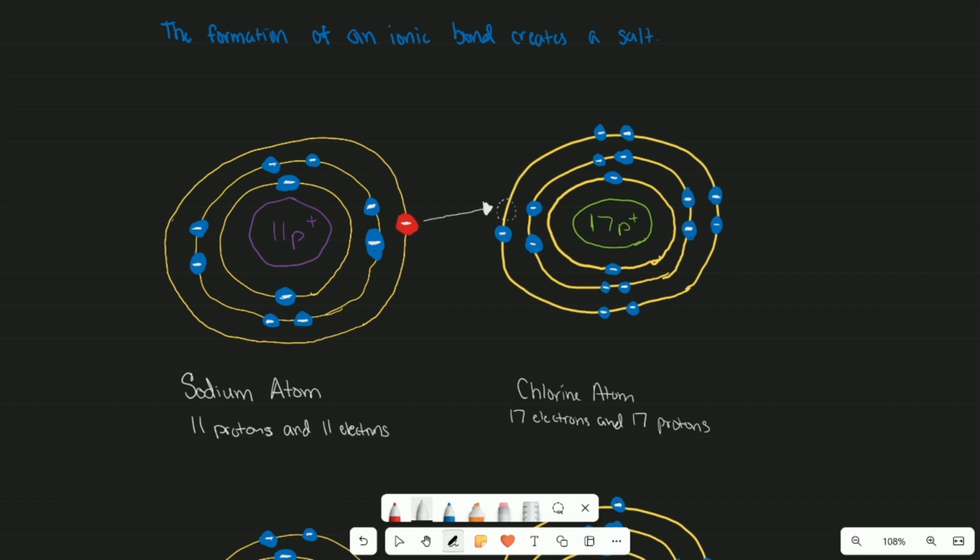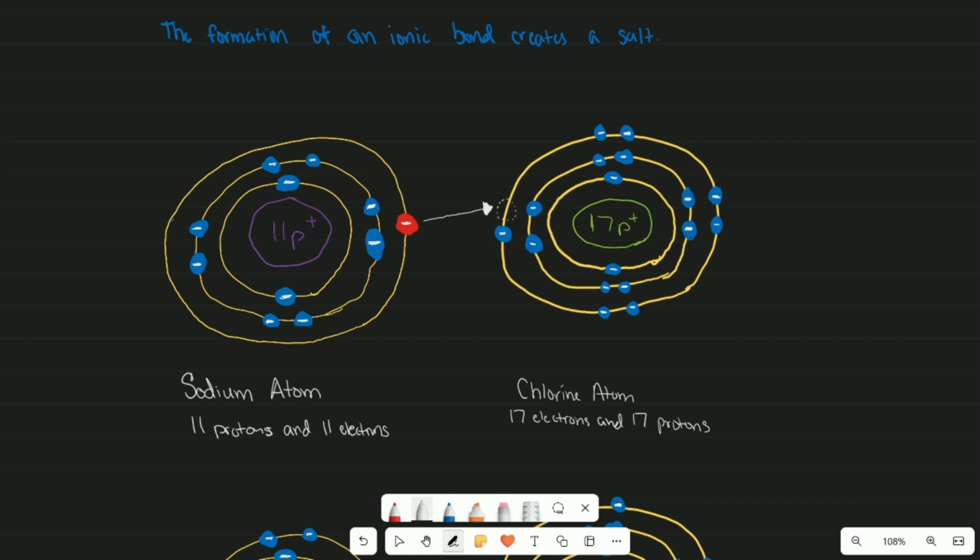The reason you see these shells is because this is where the electrons are orbiting around the nucleus. So for this interaction to take place, sodium here is the metal and chlorine is the nonmetal. Like I said, to form an ionic bond, you get the transfer of an electron from a metal to a nonmetal. Here you're seeing this red electron coming from the outermost valence shell of sodium to satisfy chlorine's outermost shell. You want to have 8 in the outermost shell.